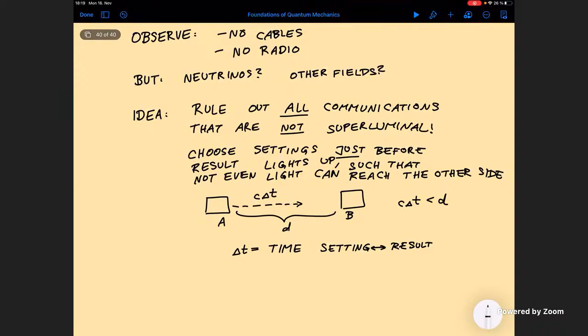The important thing is, though, that between the choice of the setting and the result, only very little time elapses, so that there is no way information about the setting can reach the other station just in time to influence that result.